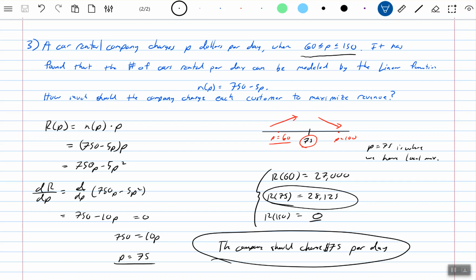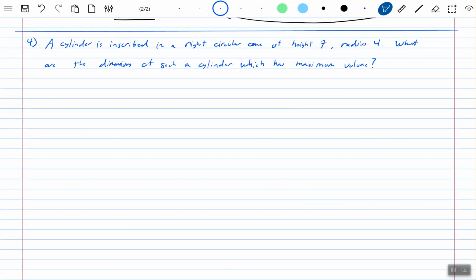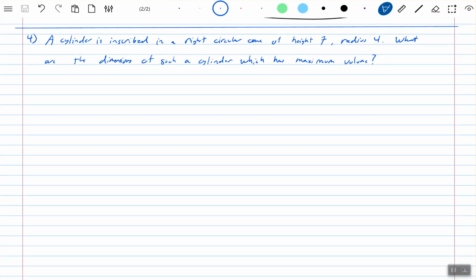All right, now I'm going to pause this problem, and so I can write down the next one. So a cylinder is inscribed in a right circular cone of height 7 and radius 4. What are the dimensions of such a cylinder which has maximum volume? Okay, so this is probably going to be the hardest problem we're going to do today. So this one, a picture is vital. We absolutely have to have a picture.